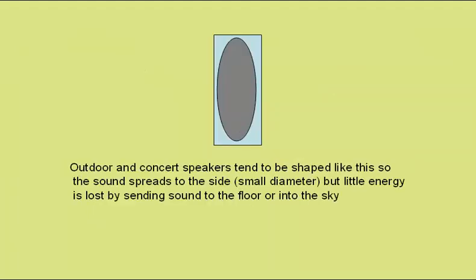Outdoor and concert speakers tend to be shaped like this, so the sound spreads to the sides due to the small horizontal diameter leading to a lot of diffraction. Little energy is lost up and down due to the large vertical diameter, meaning less diffraction in the vertical plane. This means less energy is lost sending sound to the floor or into the sky.